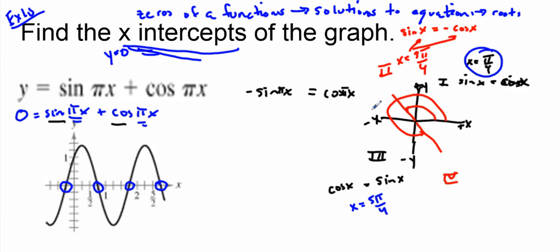Now on this one, it would be the opposite. If I plugged in this one, x would have to be 7 pi over 4. Cosine would be positive now, because x is positive. And down here, sine would have to be negative, and that's horribly drawn.